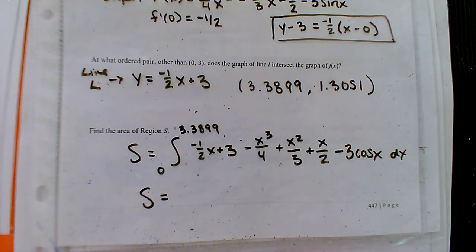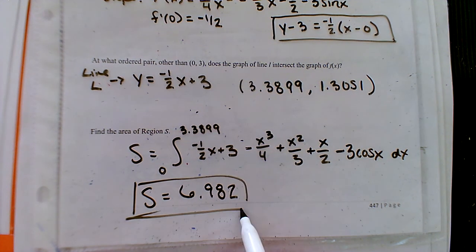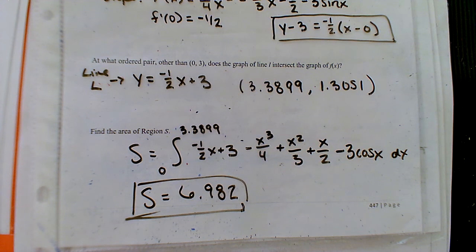Anybody get it? 6.982. Thumbs up? Good to go? I like it. All right. We'll stop there for today. We'll try a few more tomorrow, okay? We're going to get used to identifying the top function and the bottom function on this trapped area, and then we'll utilize an integral to help us find that area.